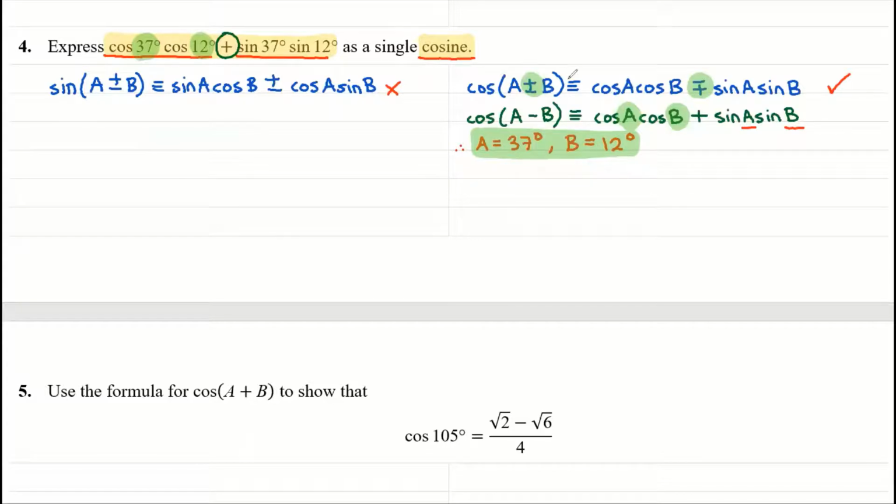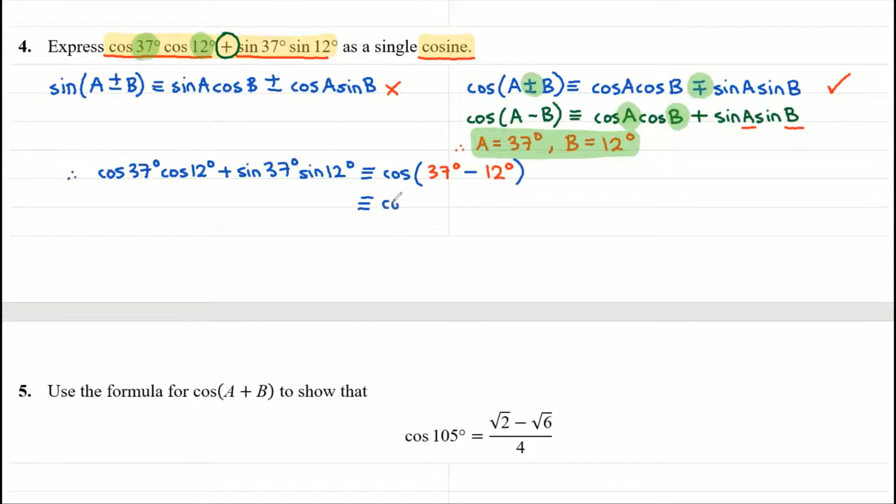So let's just write out what we've just discovered. The cosine of 37 degrees multiplied by the cosine of 12 degrees, added to the sine of 37 degrees and the sine of 12 degrees multiplied together, is simply the same as the cosine of A subtract B, which is of course 37 degrees subtract 12 degrees. There's nothing more to it than that, really. Okay, except that we can actually perform that subtraction, can't we?